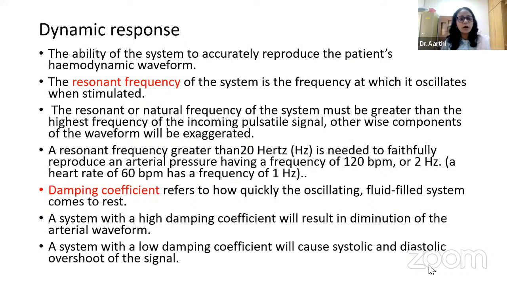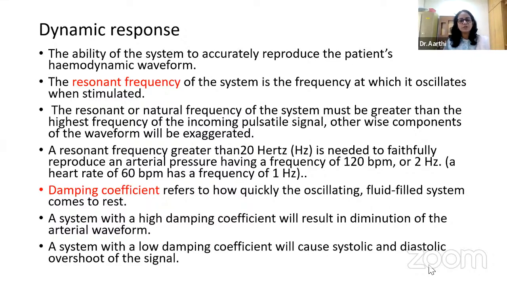We need to know certain specific parameters with respect to arterial blood pressure monitoring. Those are a few definitions which we need to understand before going into the assessment. Dynamic response is the ability of the arterial system to accurately reproduce a patient's hemodynamic waveform. That depends upon two things: one is the resonant frequency, another is the damping coefficient.